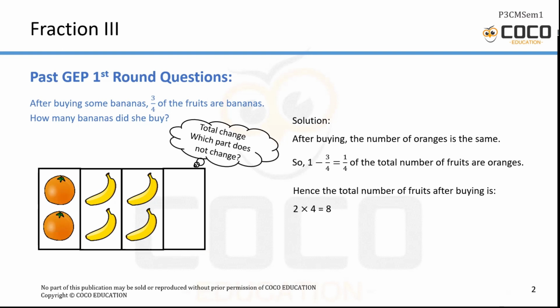Okay, the total number has changed. And in order to have 8, how many more bananas must I buy? Do I just need to buy another 2 more? Right, so the calculation is the new total 8 minus the original total 6. This is the number of bananas I need to buy. Okay, I hope you understand this question. So I repeat again, the most important thing for this type of question is which part never changes. That's the key point we need to solve the questions.